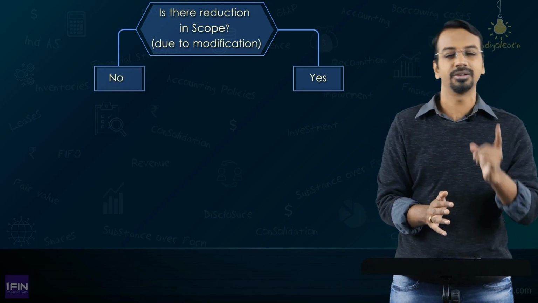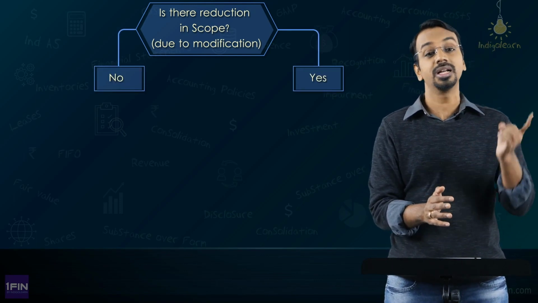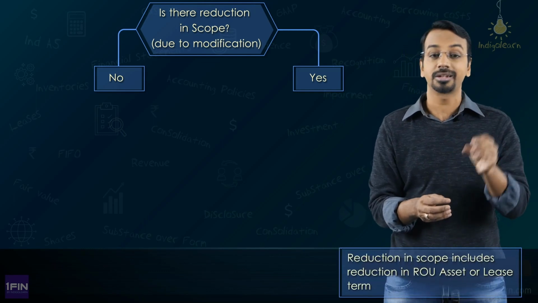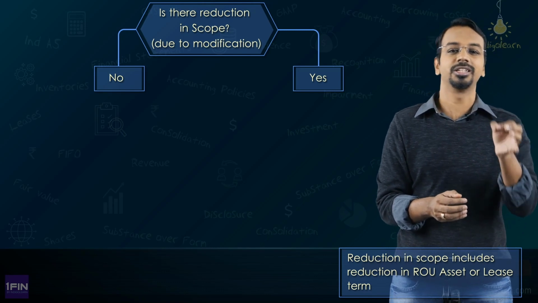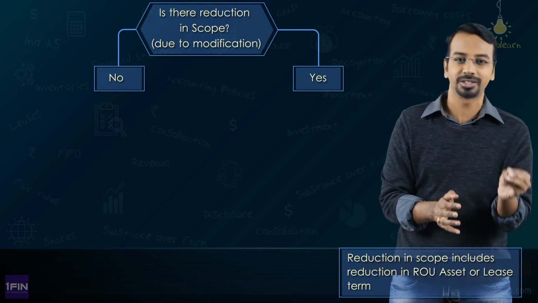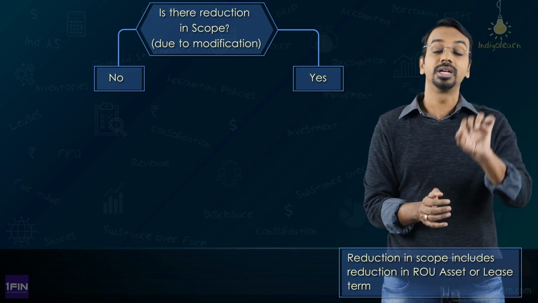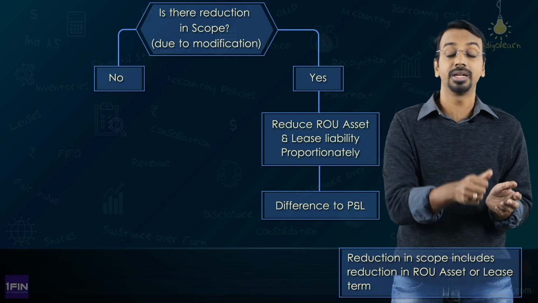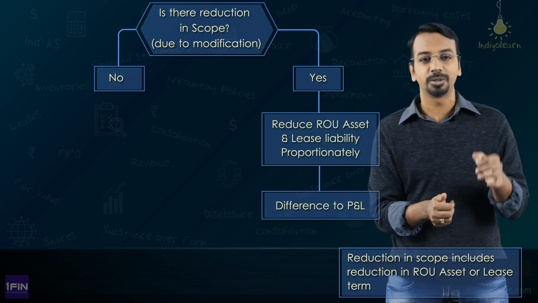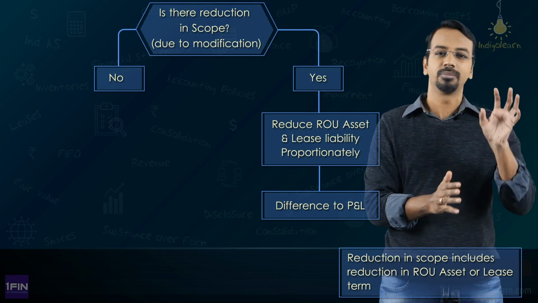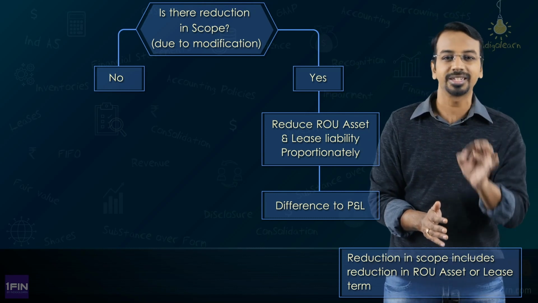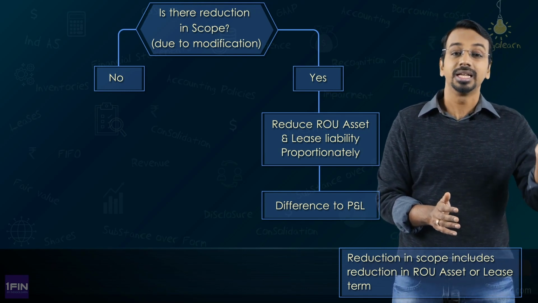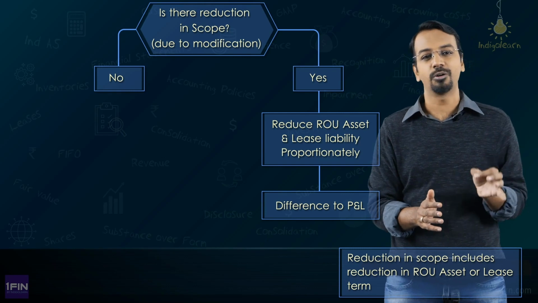The question is, is there a reduction in scope? If the answer to this is yes, you are saying yes, there is a lease modification which is a reduction in scope. Reduction in scope meaning either there is a reduction in the right of use asset or there is a reduction in the lease term. In both of these cases, the first thing that you would do is you would reduce the right of use asset and lease liability proportionately. How to do that when a right of use asset is given up or the lease term is changed? We will do that when we do an example properly, but understand that if there is a reduction in scope, you will reduce the right of use asset and you will reduce the lease liability. And after this, there may be a need to remeasure, which you will carry out independently.